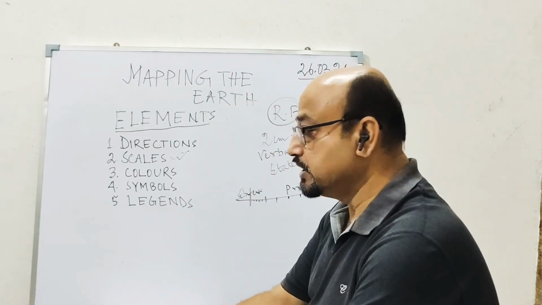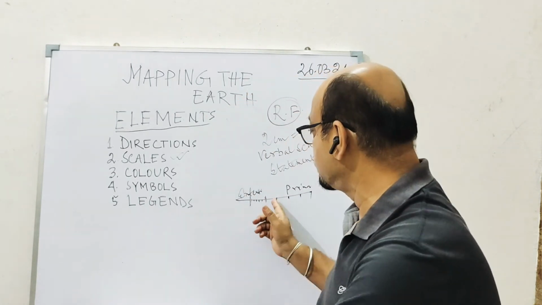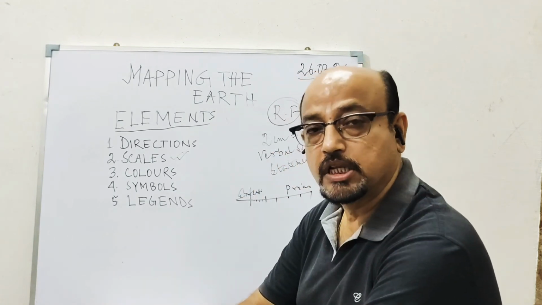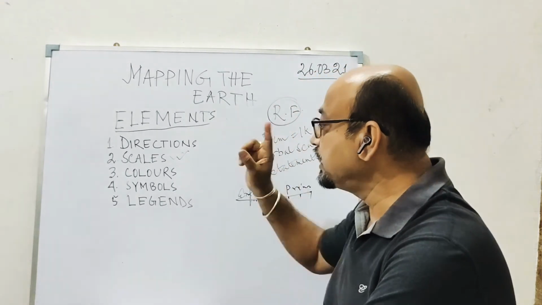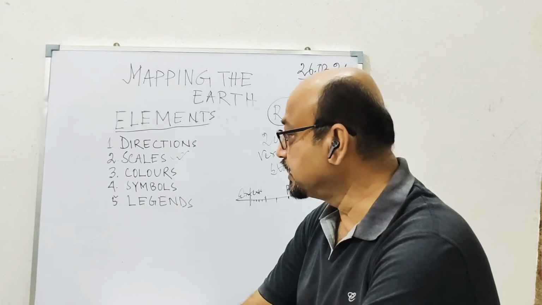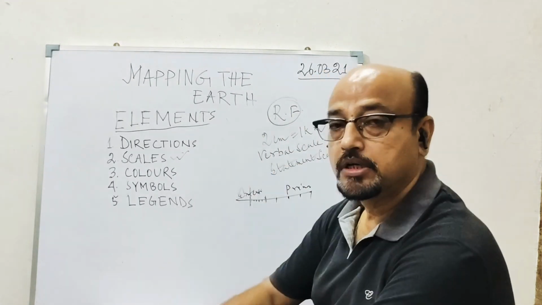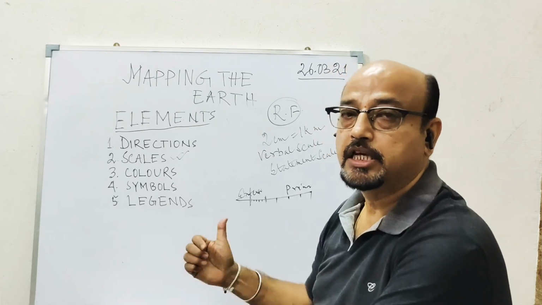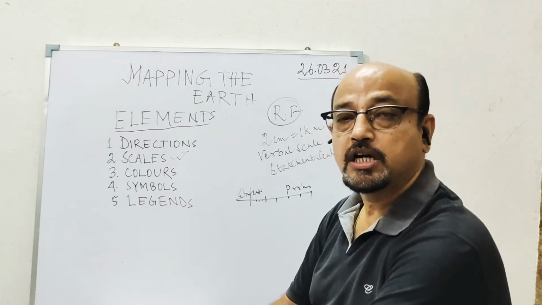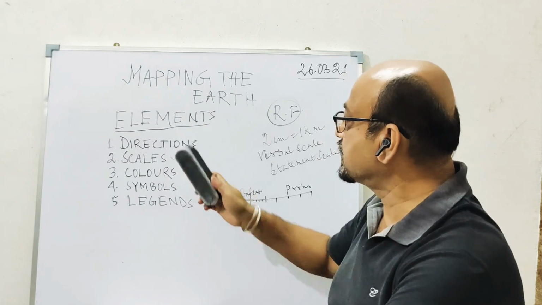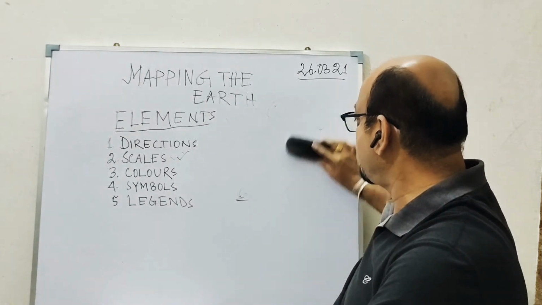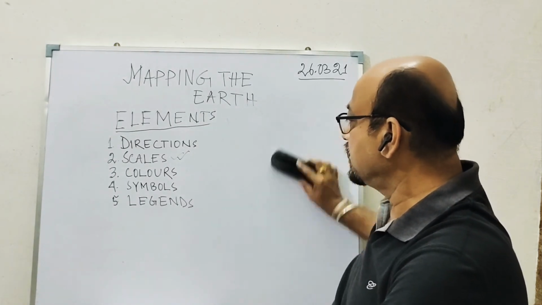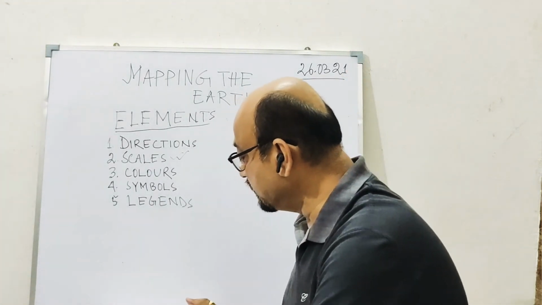And the third one is the graphical scale or the linear scale. So the three types of scale. What are the three types of scale? First of all, you have the representative fraction, then you have the statement scale, and then you have the linear or the graphical scale. So we have discussed two elements of a map. The first one is direction, the second one is the scale.